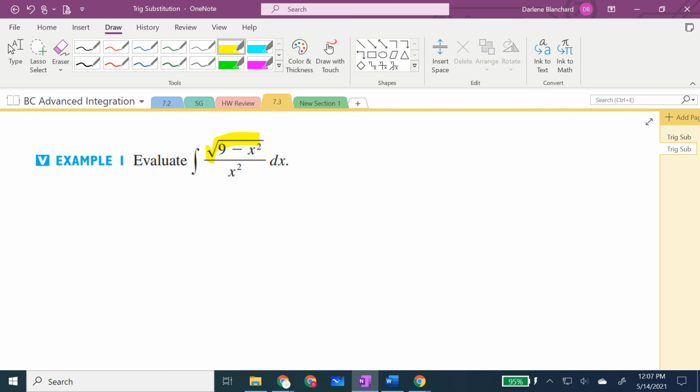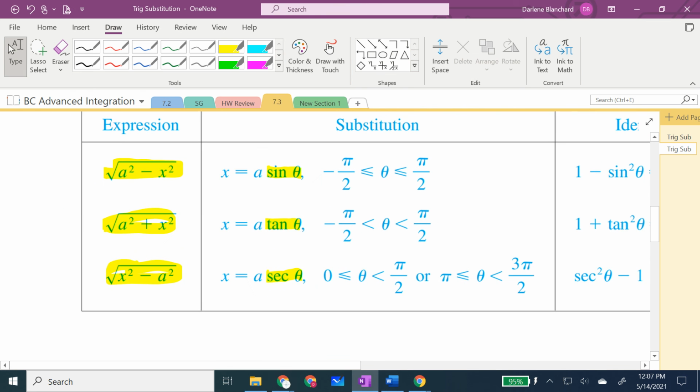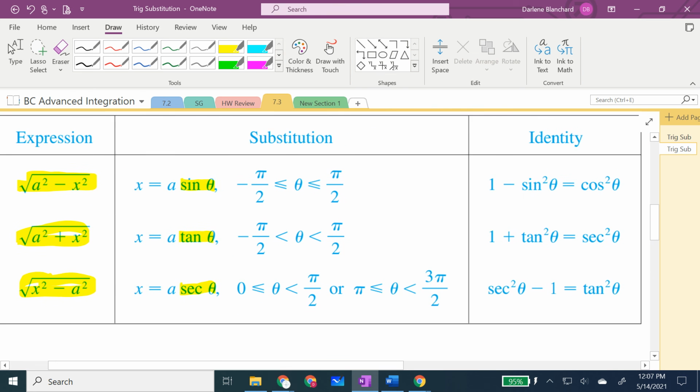Oh, scroll up for a little bit. On the textbook or the triangles? Yeah, this part, the textbook. Okay.